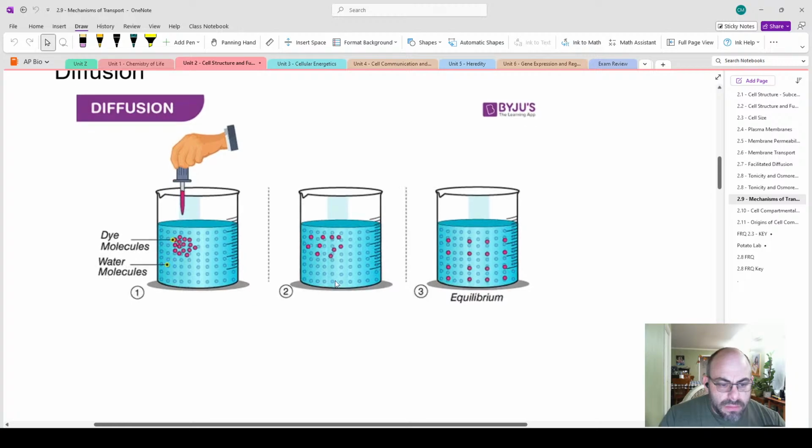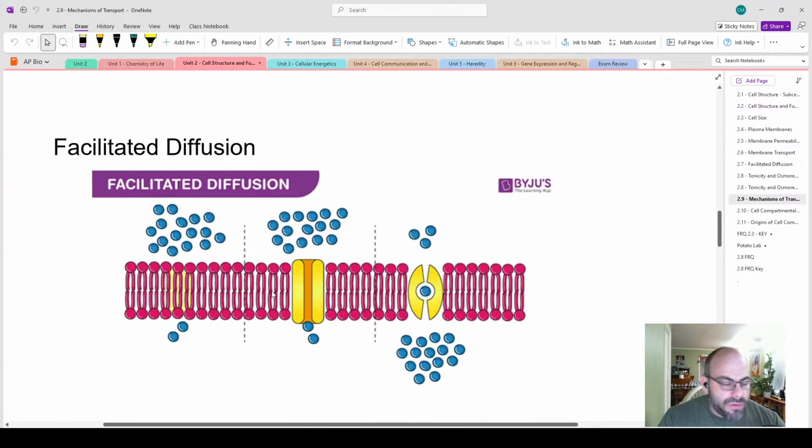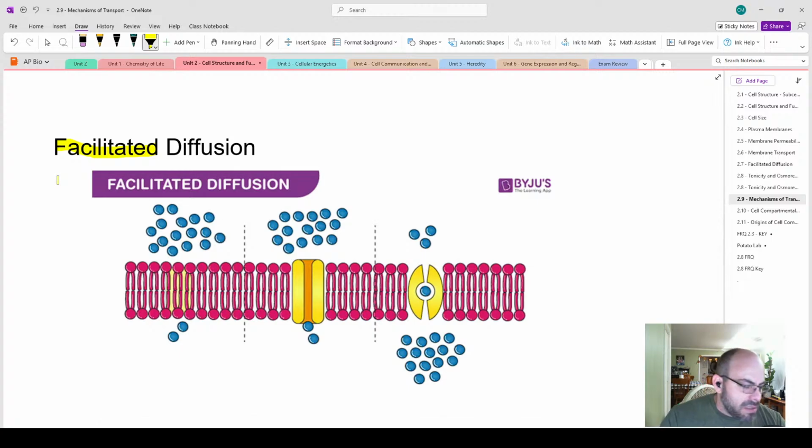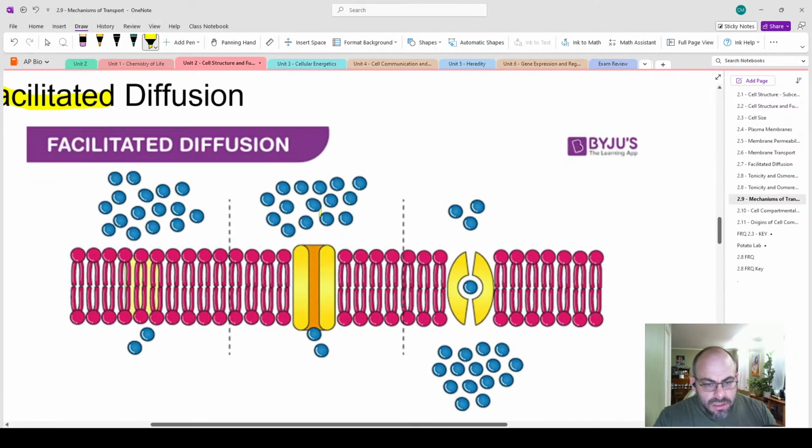Back to 2.9. Let's look at facilitated diffusion. So key word here is, so we know diffusion, right? What's facilitated mean? Facilitated is like helping something. So like if I facilitate something, that means I am assisting it or helping it. So facilitated diffusion is diffusion, so it's still high to low, passive transport, but it is using a protein channel. So this particular protein channel right here, wow, that's a bad color.